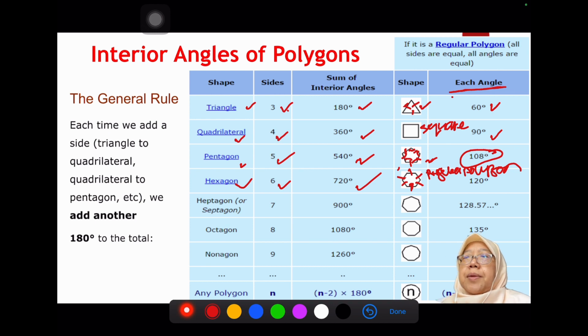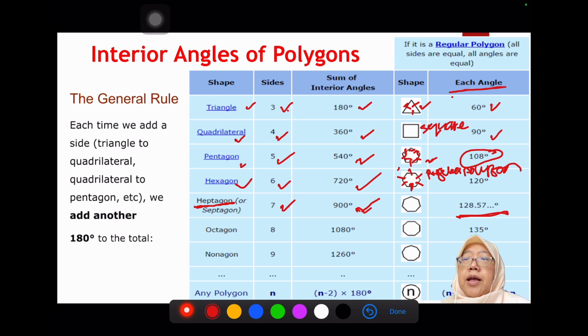Hepta or septagon. In chemistry, we normally call it heptagon. It has 7 sides. The sum of interior angles will be 900 degrees. And you can see here it is a regular polygon as well. So all the sides will have the same length. And each angle in a heptagon is 128.57 to 2 decimal places.